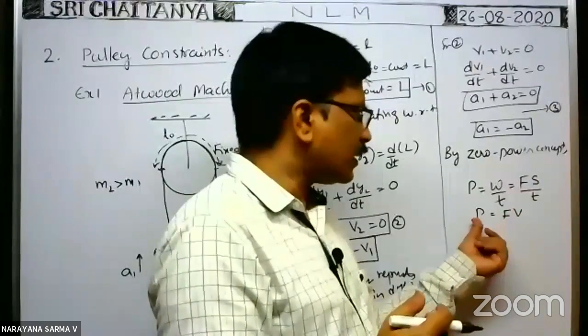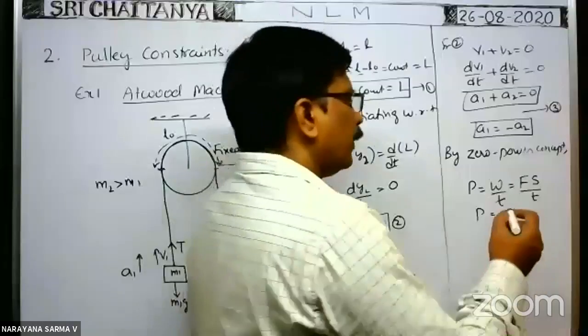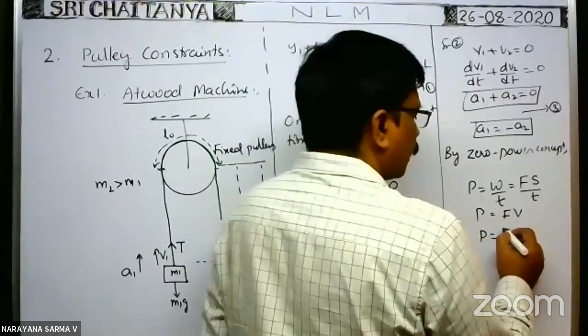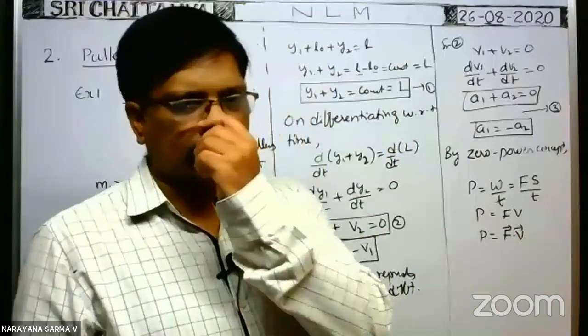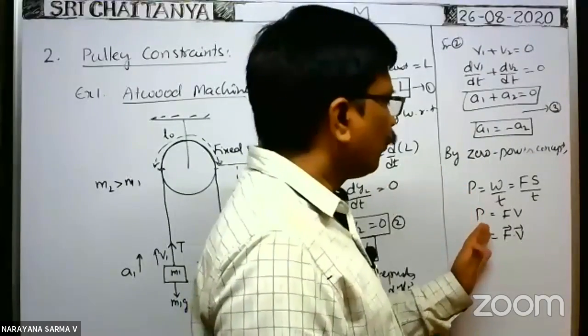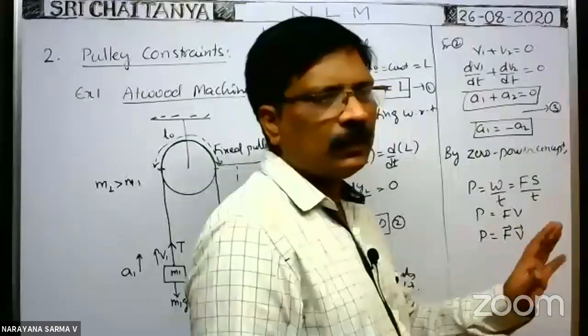So force into velocity is the power. Already I said in vectors, as force and velocity are both vectors, power can be written as the dot product of F bar dot V bar. I said this point also in vectors. So in order to find the power, force into velocity is the power. By that method we can find.